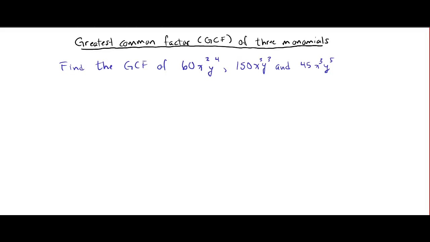If we want to find the GCF, or greatest common factor, of three monomials, we're going to follow the same steps as for two monomials. So we start with prime factorizations.